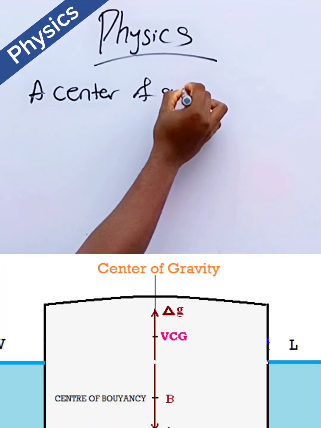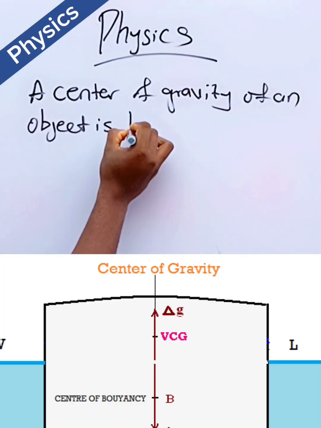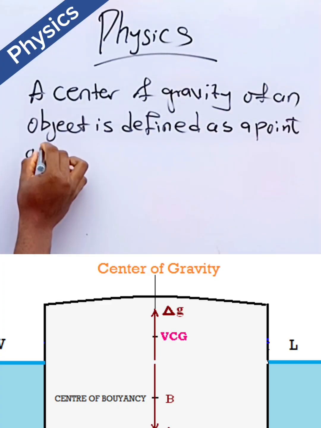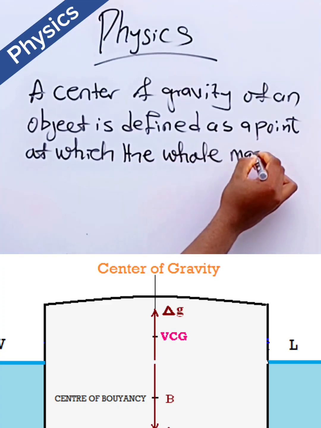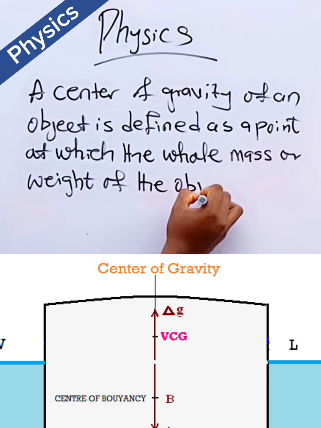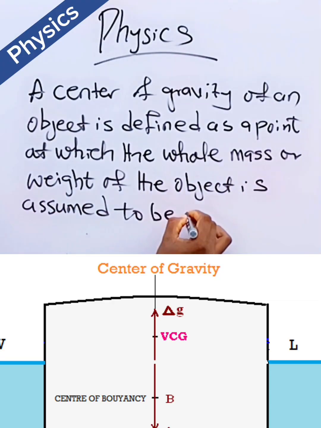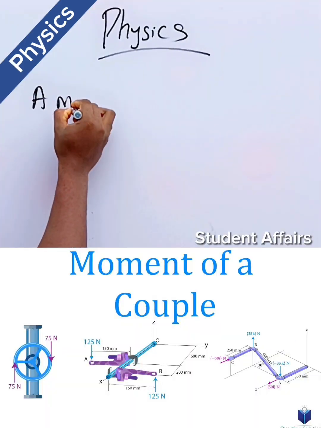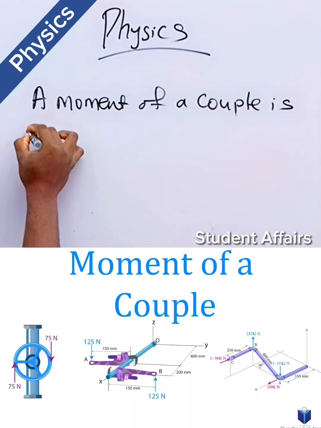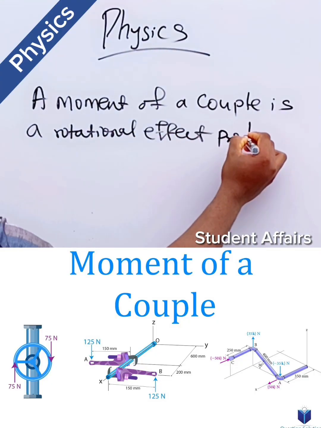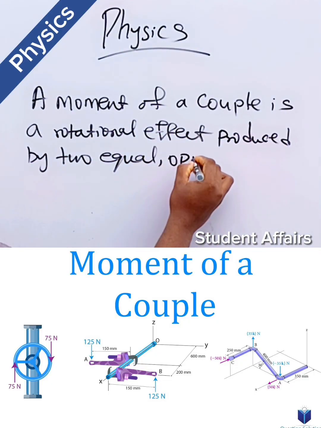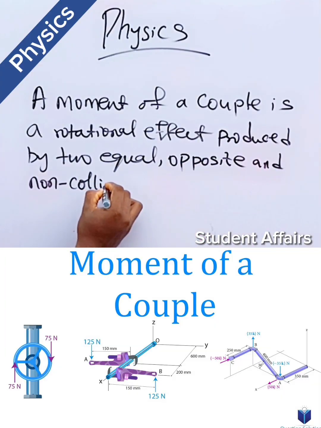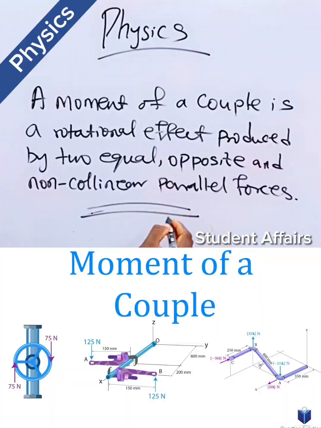A center of gravity of an object is defined as a point at which the whole mass or weight of the object is assumed to be concentrated. A moment of a couple is a rotational effect produced by two equal, opposite, and non-collinear parallel forces.